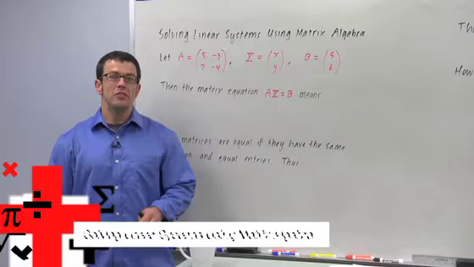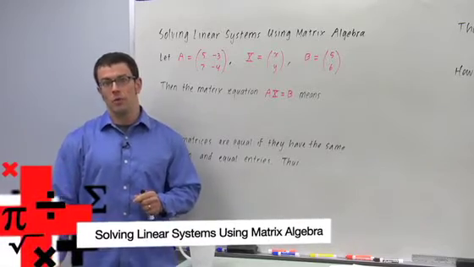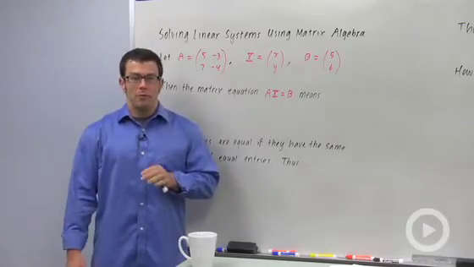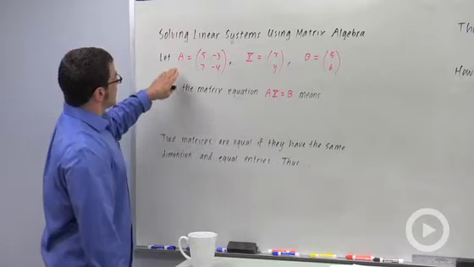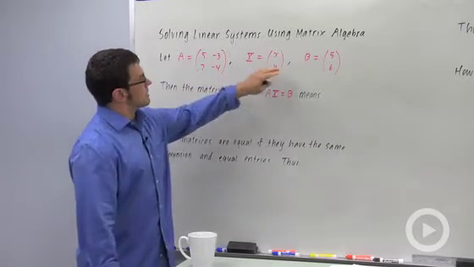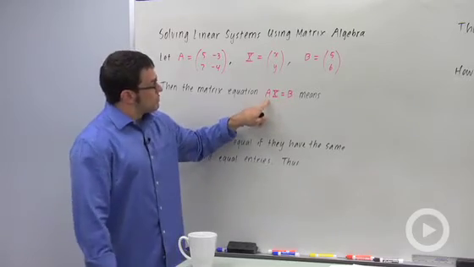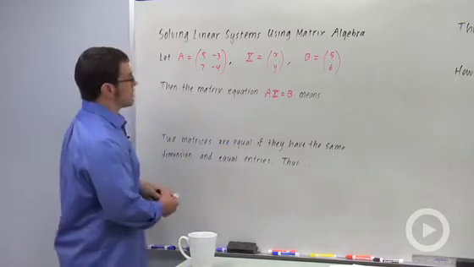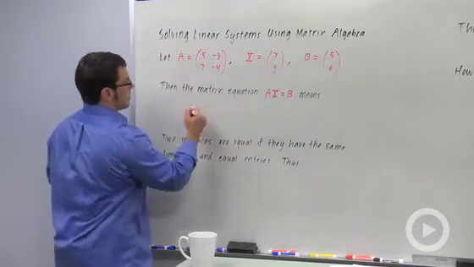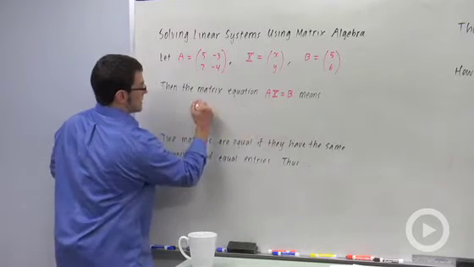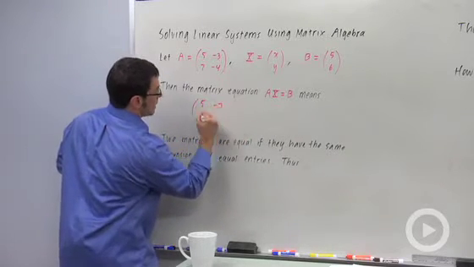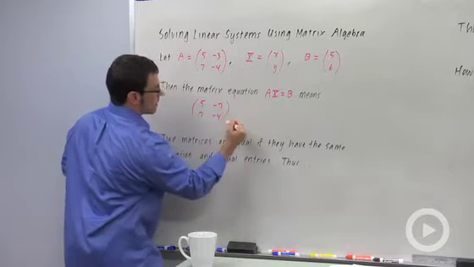It's possible to use matrix algebra to solve linear systems of equations. We'll show you how in a moment, but first of all, let me take a look at three matrices, A, X, and B. And let's notice what the matrix equation AX equals B stands for by multiplying this out. Now, A is [5, -3; 7, -4].